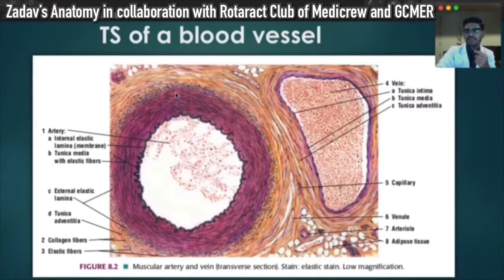And then finally you have the tunica adventitia, which is predominantly collagen fibers, and nervi vasorum and vasa vasorum. Okay, read about all these things. When you're describing a vein, you already know the differences. The media is not going to be as prominent and as thick, and the adventitia is going to be a little more thicker in case of the vein, right?